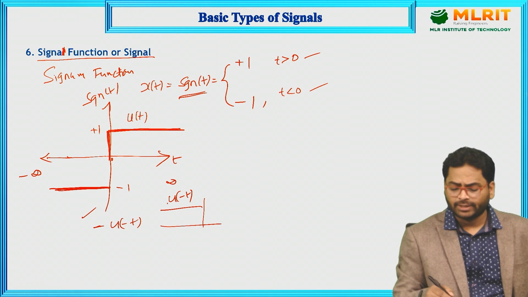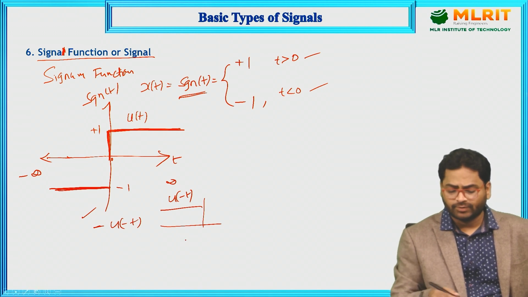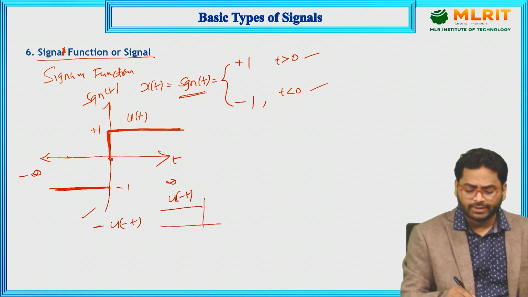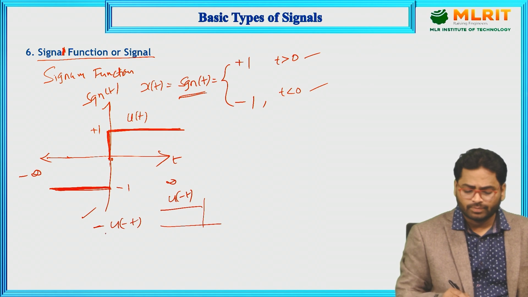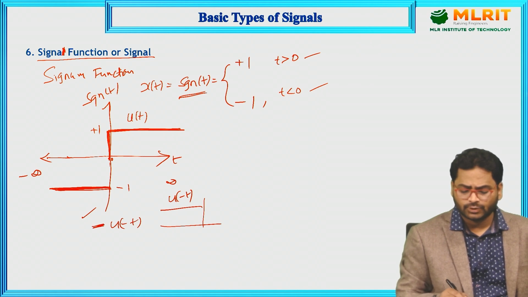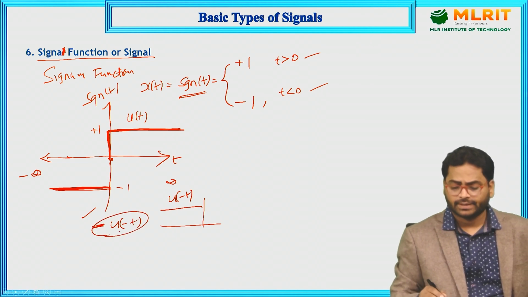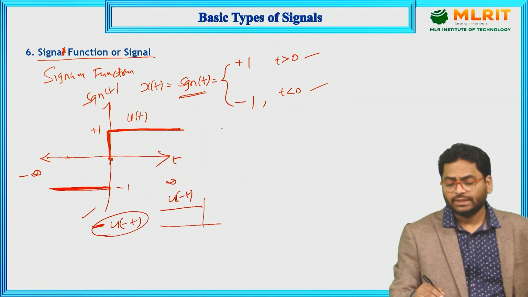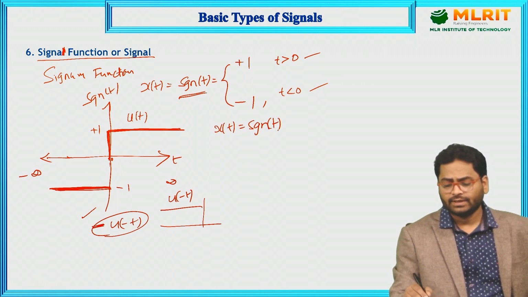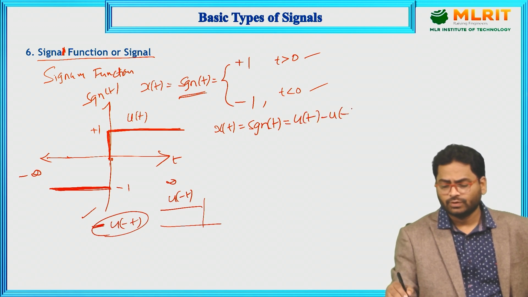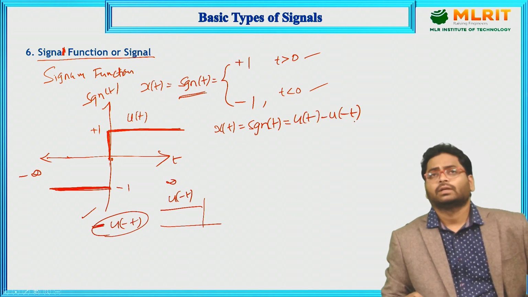If you multiply it by minus 1, the signal will be flipped over, and it becomes minus u of minus t. This is the second one. So if you look at x of t, the signum of t can be represented as u of t minus u of minus t. You can represent it like this.